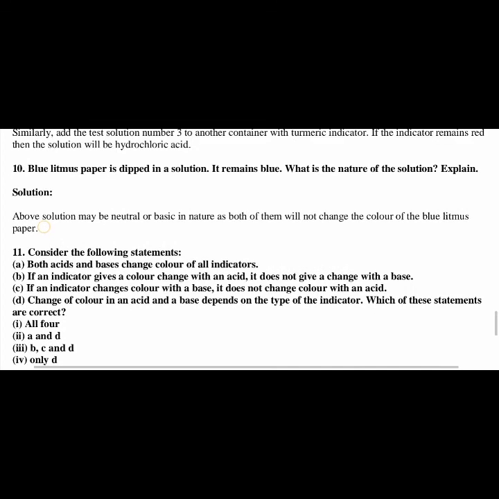So next question is, blue litmus paper is dipped in a solution. It remains blue. So what is the nature of the solution? Explain. The above solution may be neutral or basic in nature, as both of them will not change the color of the blue litmus paper.